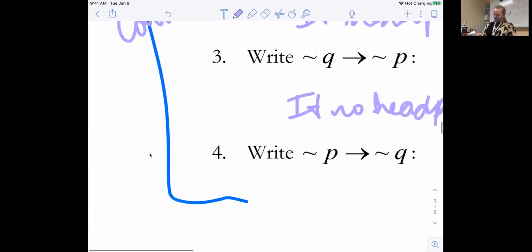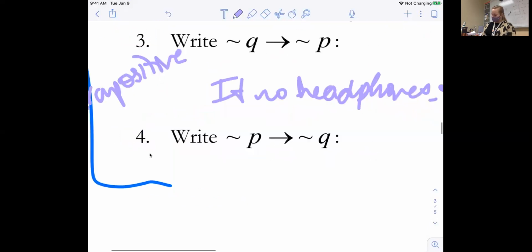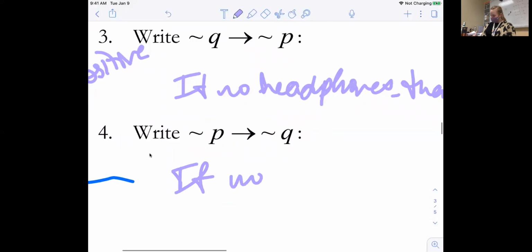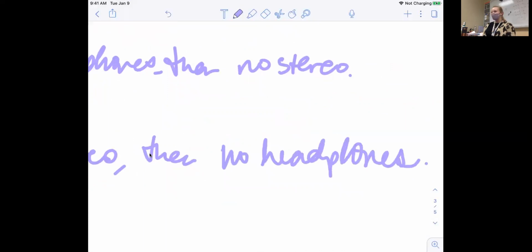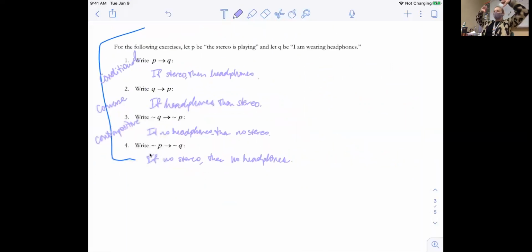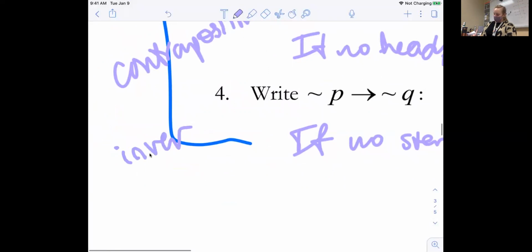Okay. And then number 4. Who wants to do not P and not Q? Isaac? Good. If the stereo is not playing, then I am not wearing headphones. Very good. And so what do we call that very last statement? Inverse, just straight down. Okay, so that was us just cleaning up yesterday's notes of 2.4.